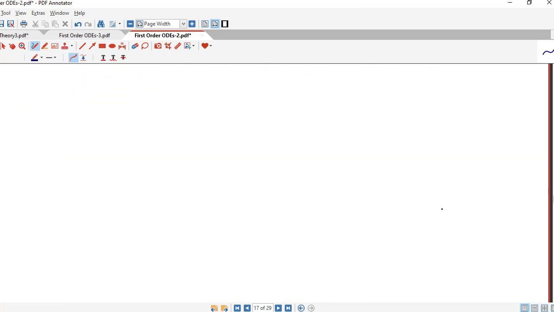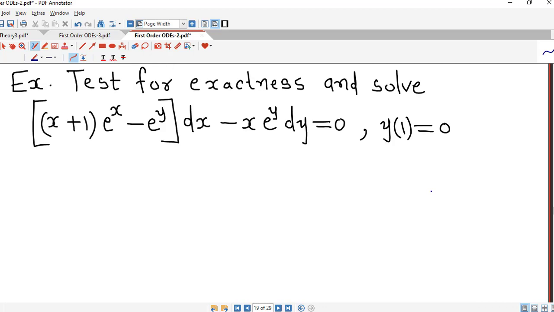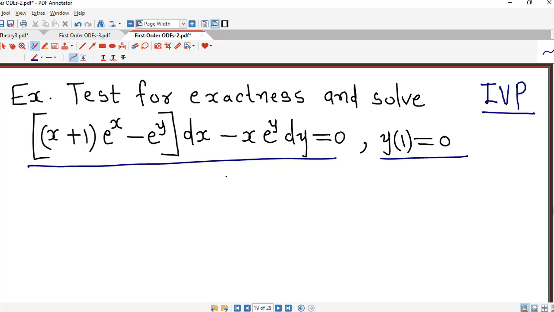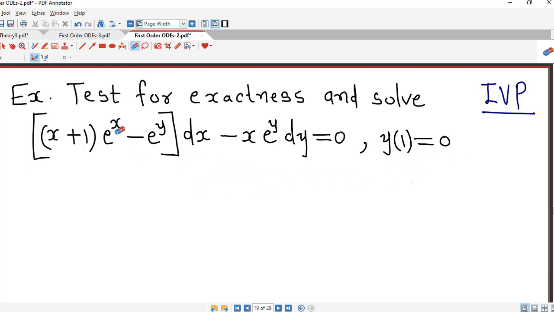So we consider now one more problem on exact differential equation. Test for exactness and solve this differential equation with some initial condition. So this is the initial value problem. First we will find the general solution of this differential equation, and using this initial condition we will find the value of the constant of integration.